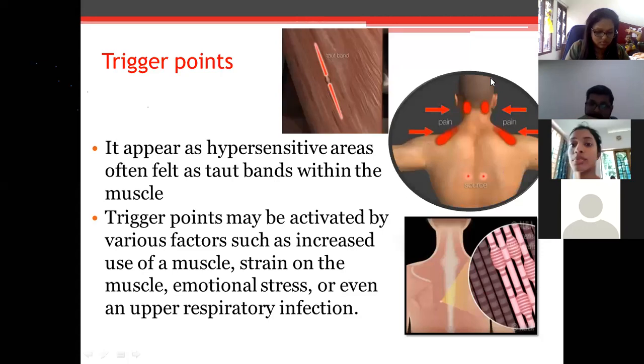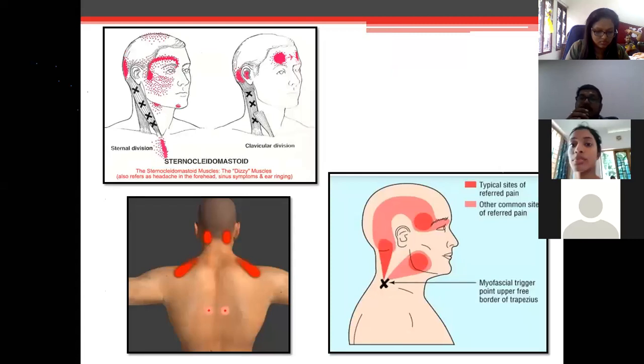How do these trigger points appear? There is a specific pattern of appearance of trigger points. The major important one is the sternocleidomastoid. As I said, most patients will have pain around the eye. Maybe in cluster headache, if you have ruled out cluster headache and all other things, your sternocleidomastoid is the main one which causes pain around the eye. The sternocleidomastoid has two divisions, the sternal division and the clavicular division. If the trigger point is in the sternal division, it causes pain around the eye.